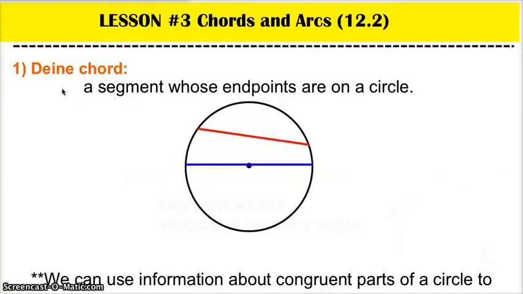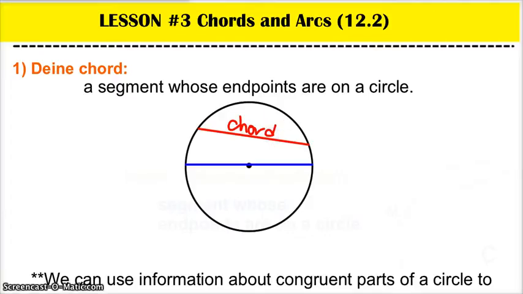This lesson corresponds to section 12.2 in your textbook, chords and arcs. Define chord. A chord is a segment whose endpoints are on the circle. A chord does not necessarily have to go through the circle, so both of these could be chords.